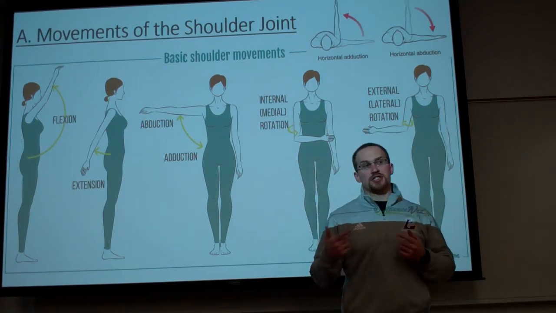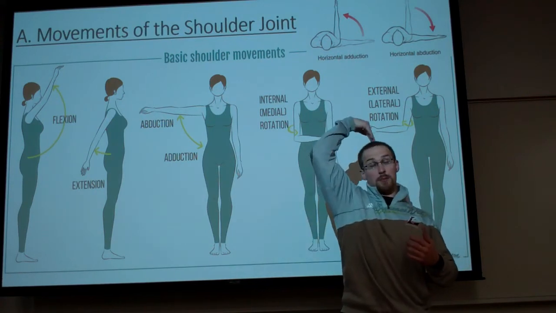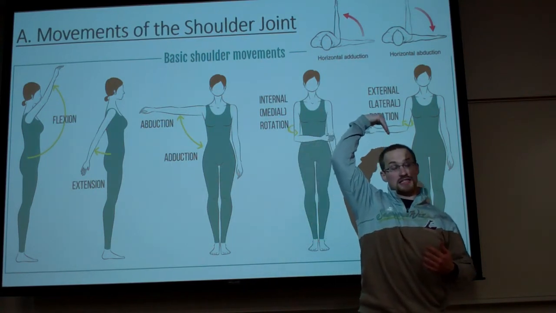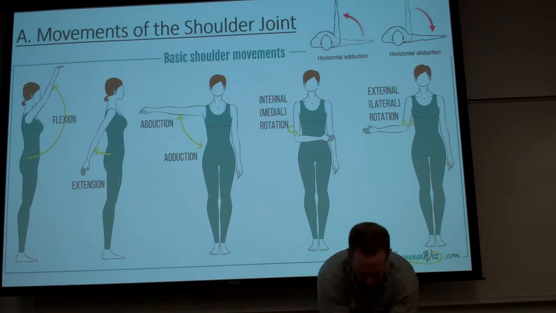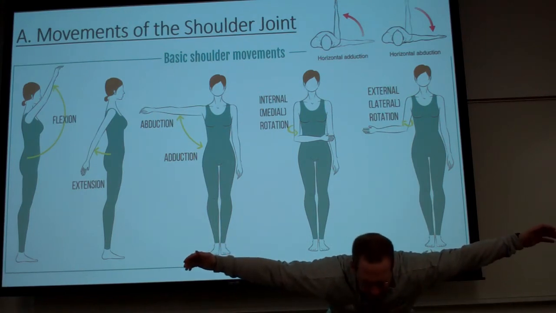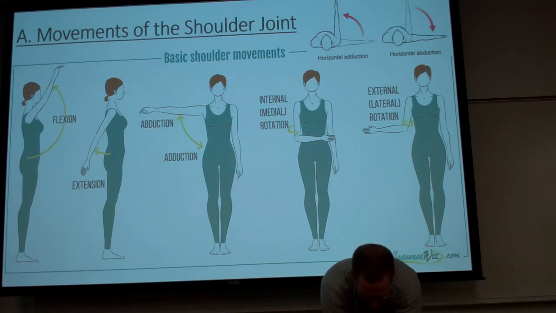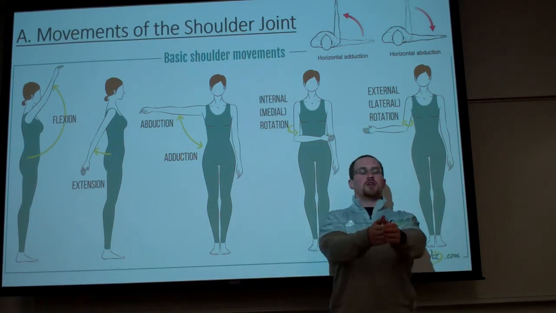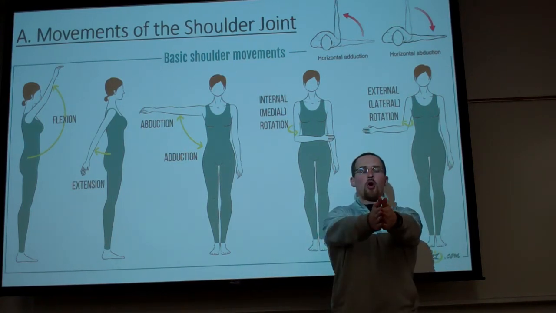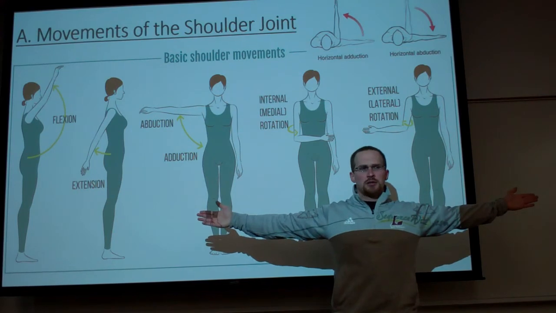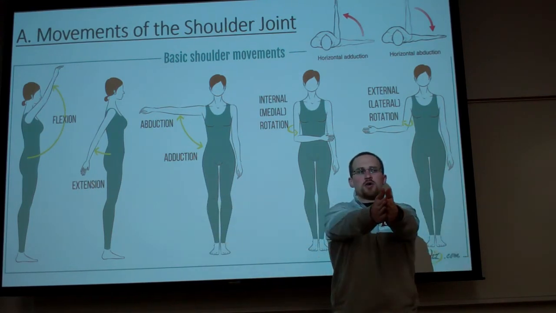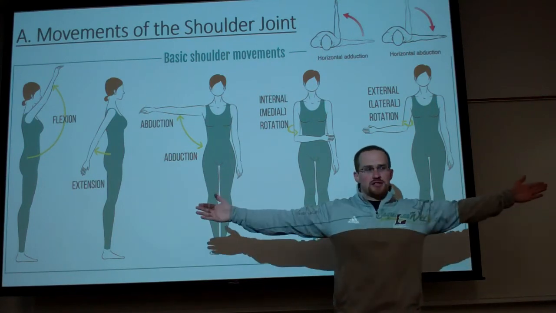Keeping abduction and adduction in mind, if we're looking from the top view of my head, sky view, bird's eye view, coming out is going to be horizontal abduction. Coming together is going to be horizontal adduction. So that looks like standing here, horizontal abduction. Coming together is horizontal adduction. And these movements occur in the transverse plane.